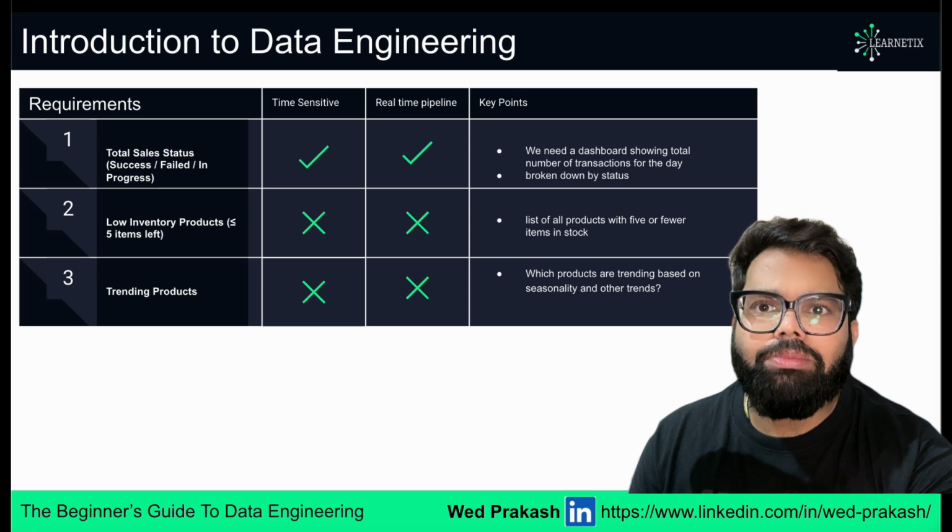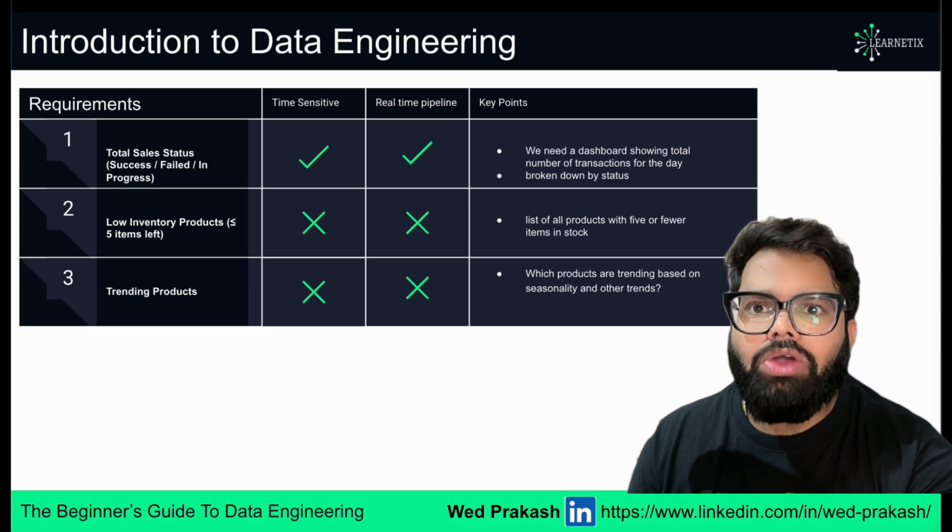Let's look into requirement number 3. We need to create a dashboard showing a list of all products that are trending based on seasonality or other trends. To calculate trends, you often need to aggregate days or weeks of data, run a statistical query or ML model, and compare against the past season. So honestly, even a daily update is more than enough here. This is a classic batch analytics use case, perfect for overnight pipelines. This is exactly how a data engineer thinks, matching business time sensitivity with the right pipeline design.